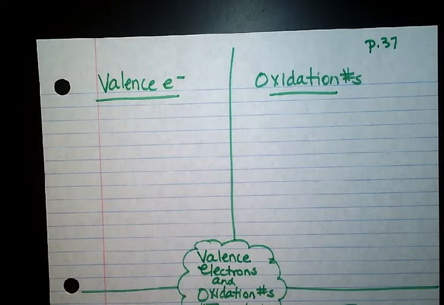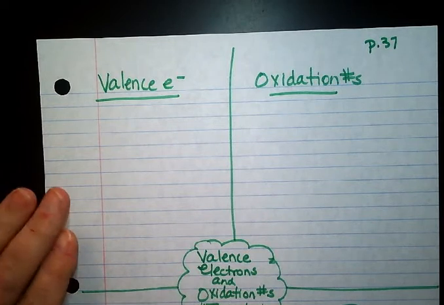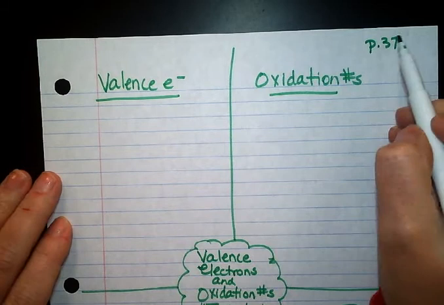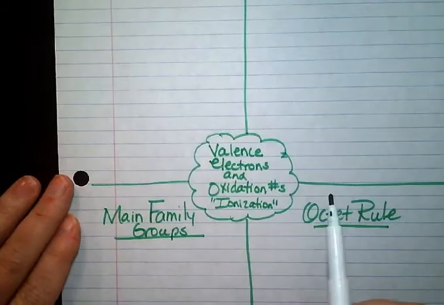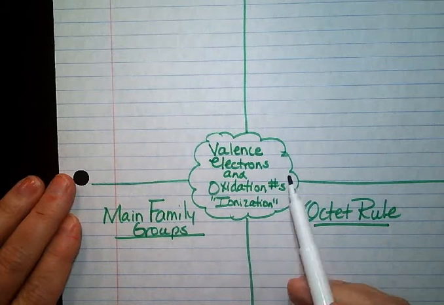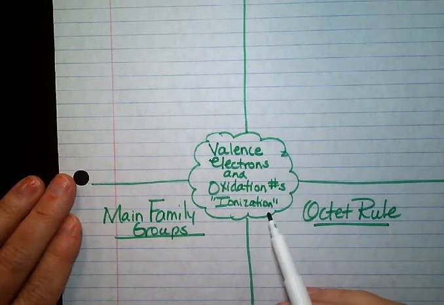We are going to put this in our notebook on page 37. So if you want to take a minute and pause the video, this is the way we're going to set it up. It goes on page 37 of your notebook. The title of this is Valence Electrons, Oxidation Numbers, and Ionization.